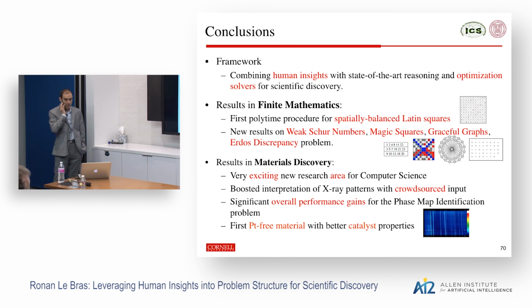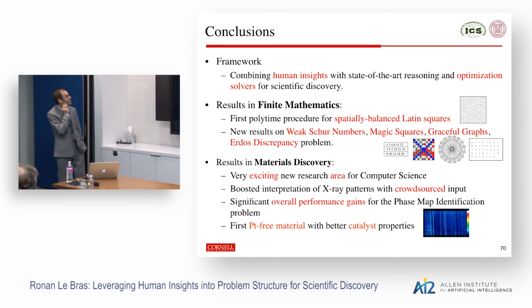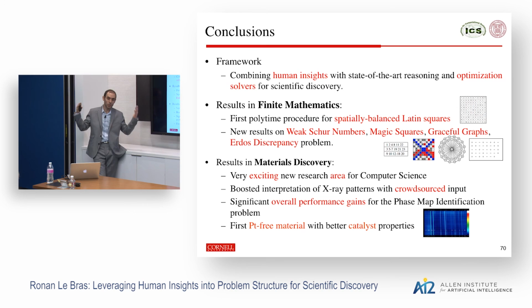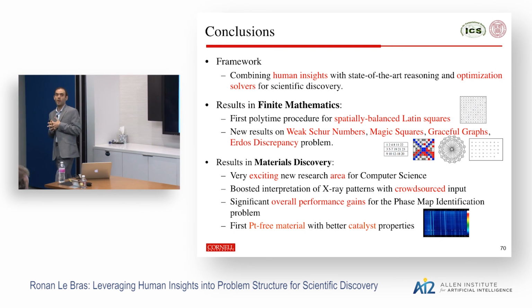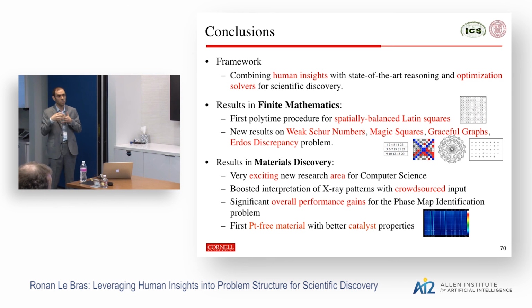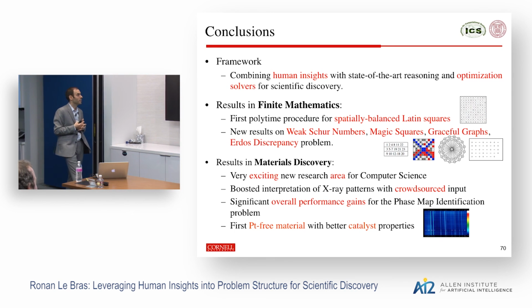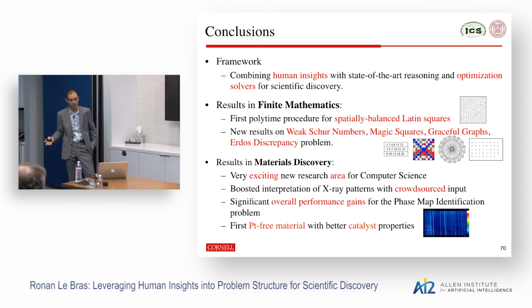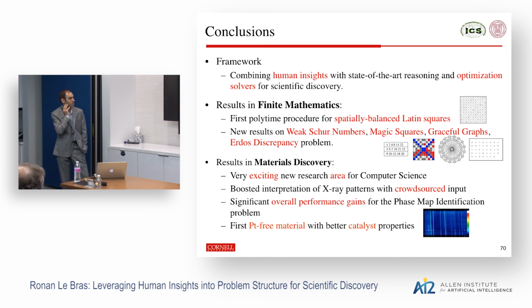So in conclusion, I have 33 seconds left. Basically, the framework that we propose combines human insights with state-of-the-art reasoning and optimization solvers for scientific discovery. And I presented results in finite mathematics, basically the first polynomial time procedure for spatially balanced Latin squares. But we also have results on the Van der Waerden numbers, graceful graphs, the Erdős discrepancy problem, and magic squares here.